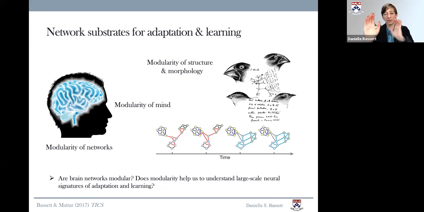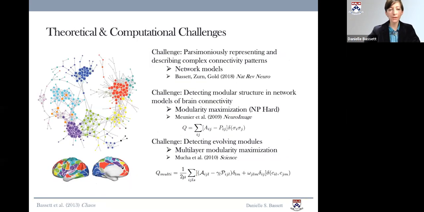So this discussion brings us to two questions. One is, are brain networks modular? And then two is, does modularity help us to understand the large-scale signatures of adaptation and learning in humans? And there are a couple of theoretical challenges and computational challenges that we would have to address, and that have been recently addressed in the field, that allow us to ask these kinds of questions about human brain networks.